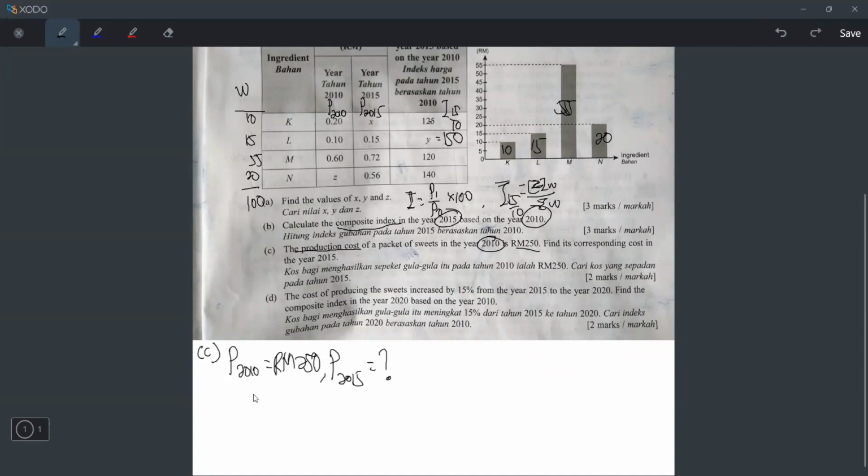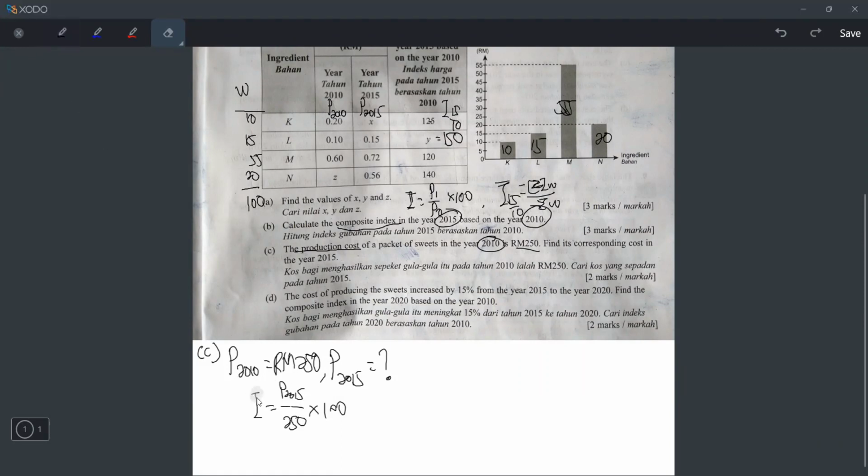So which formula will I use? Confirm, I will be using the I equals to P1 over P0, times 100. So what will I substitute for the P1? P 2015, yeah, 2015. You are right. And what will I substitute for the P0? It will be 2010, 250. So I will substitute 250, because the newer year always goes on top. And for the I, I will substitute the I of 2015 over 2010.